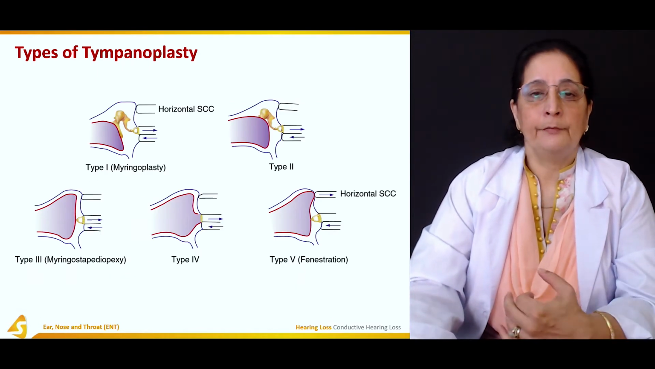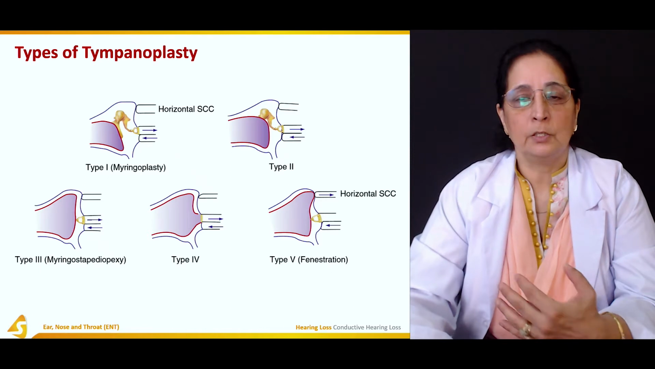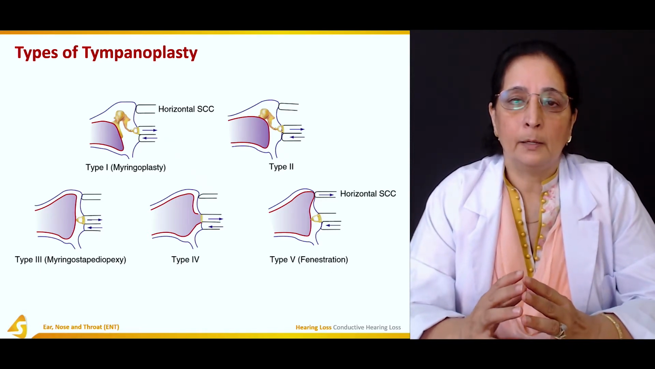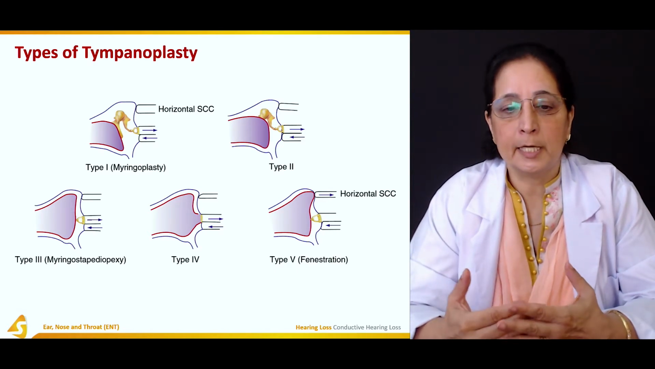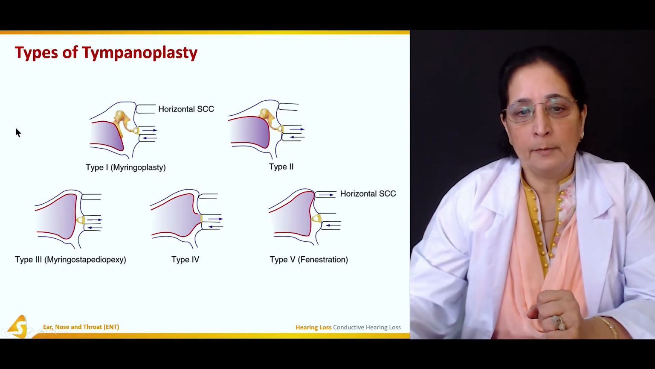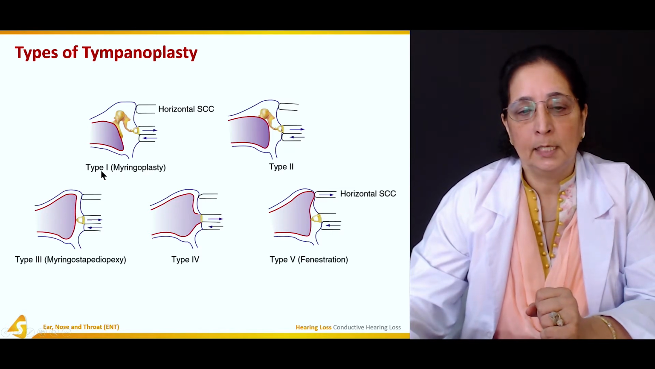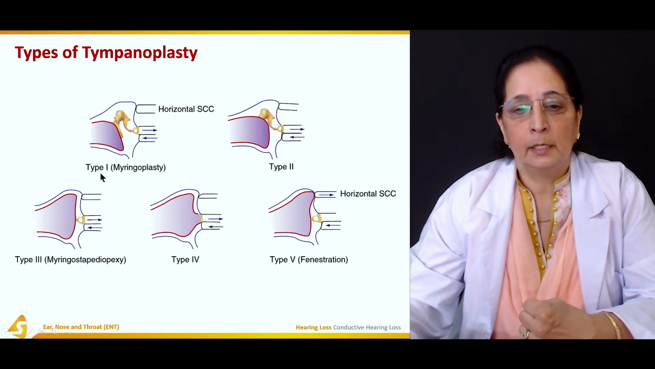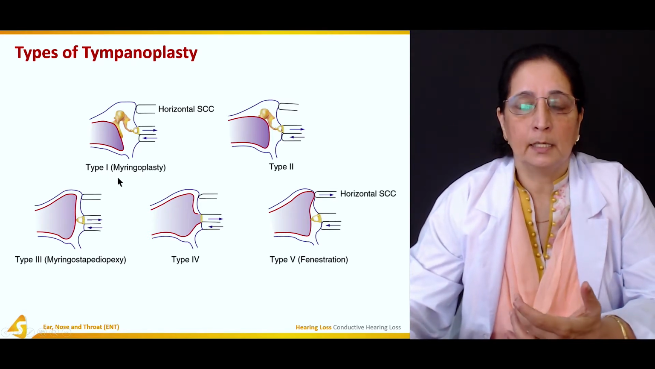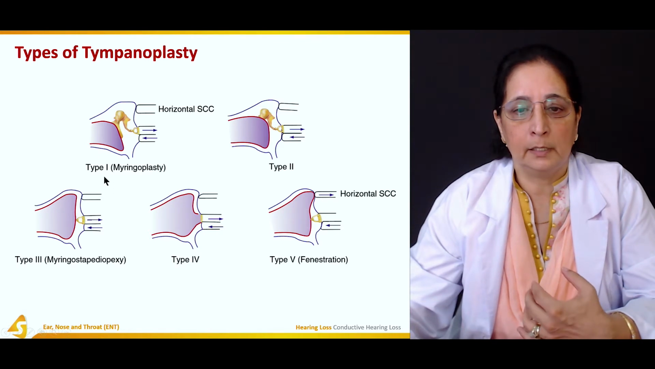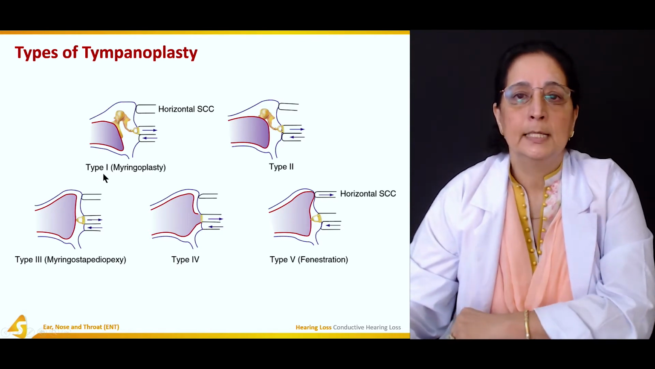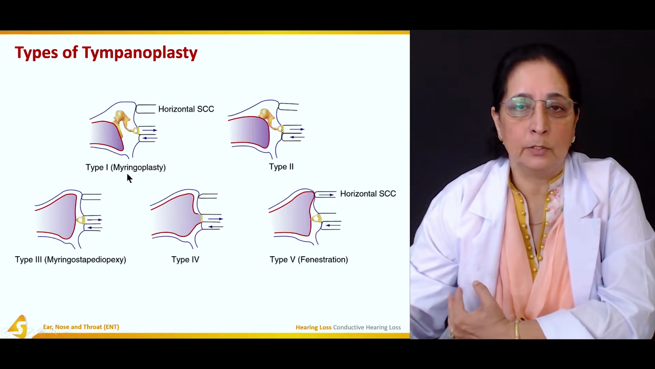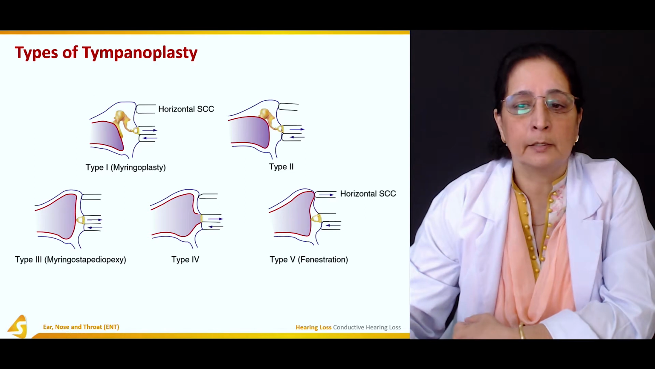These are again different surgical procedures or steps of the tympanoplasty, depending on where the problem is. So type 1 is myringoplasty, because mainly the tympanic membrane is fixed, or there is a repair of the tympanic membrane in type 1, myringoplasty. So the tympanic membrane is repaired.